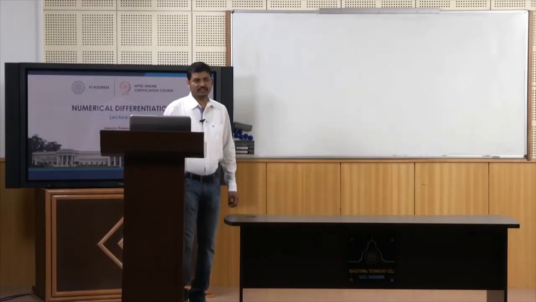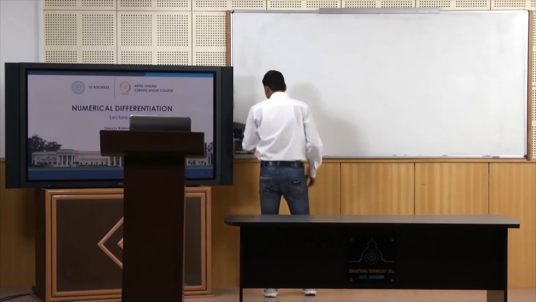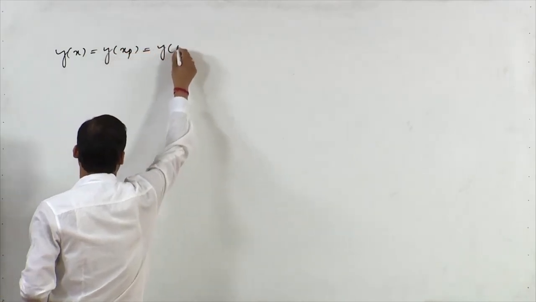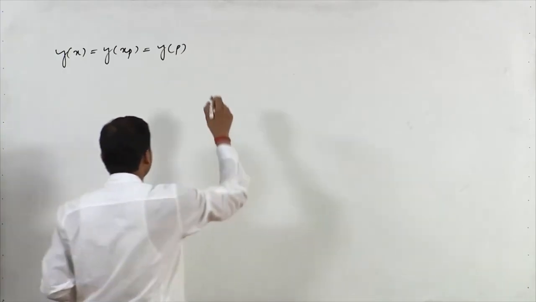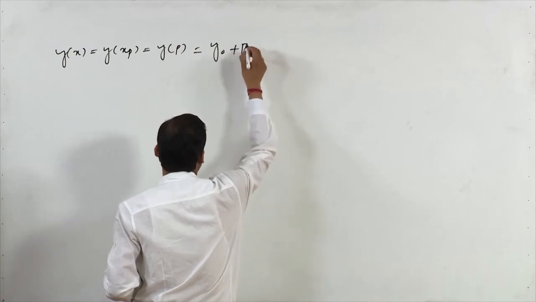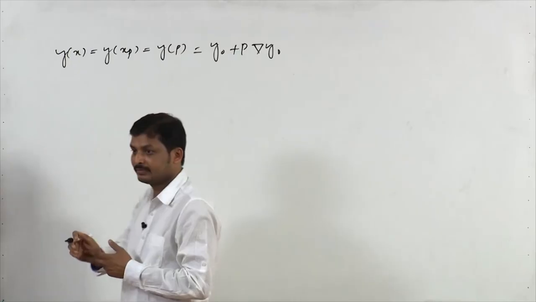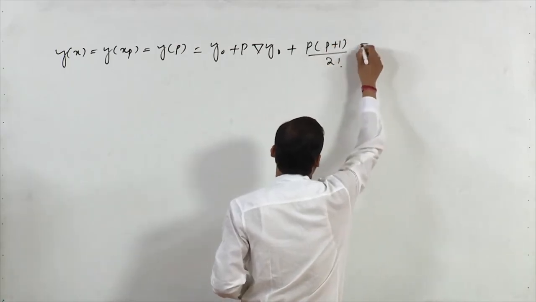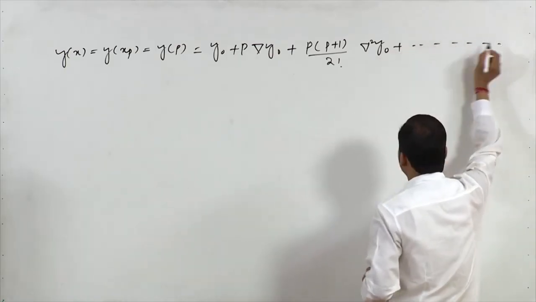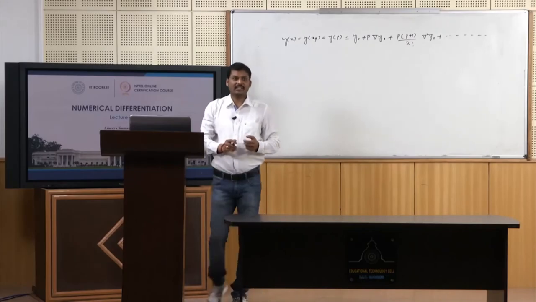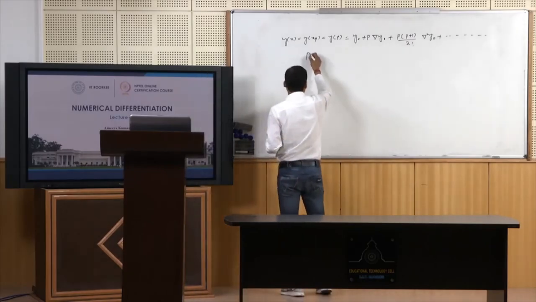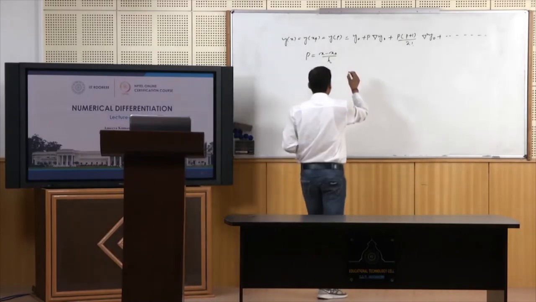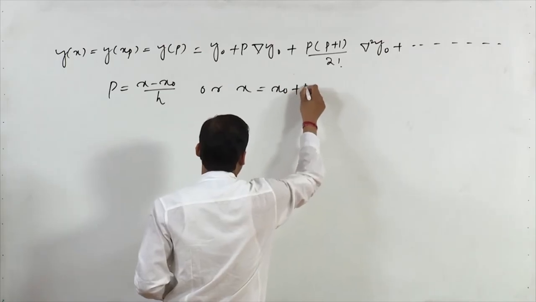In the Newton's backward difference interpolation formula, this formula is written in the form y of x or y of xp or especially y of p. It can be represented as y 0 plus p nabla of y 0 plus p into p plus 1 by factorial 2 nabla square y 0 plus all other terms. So, p can be represented as p equals x minus x 0 by h here, or x can be written as x equals x 0 plus p h here.